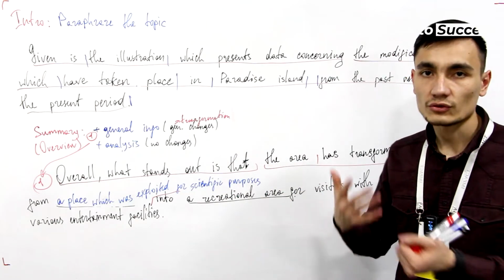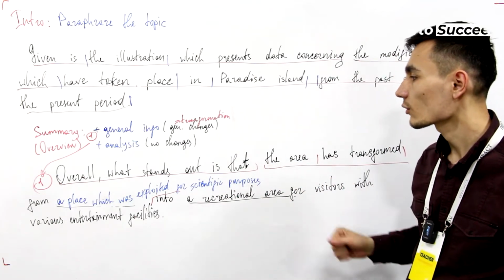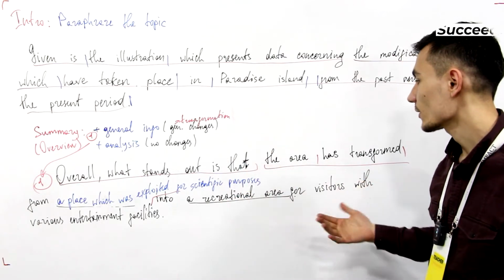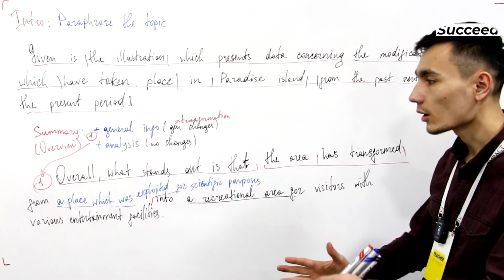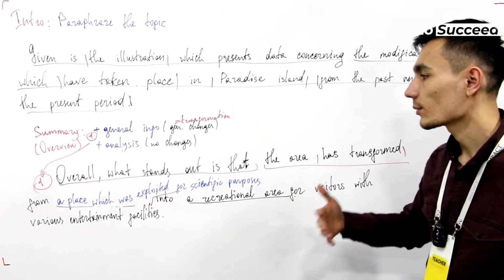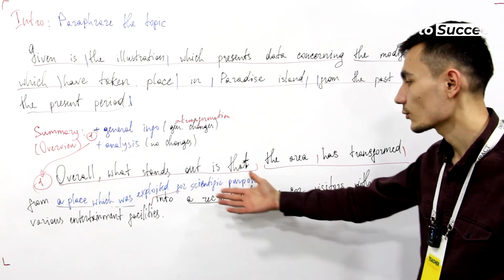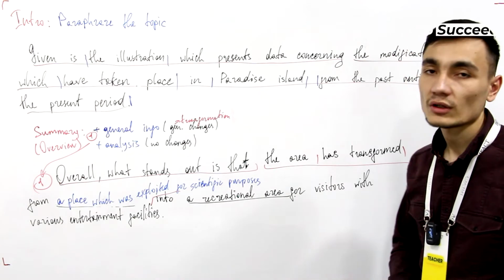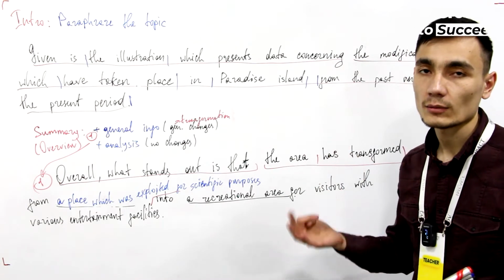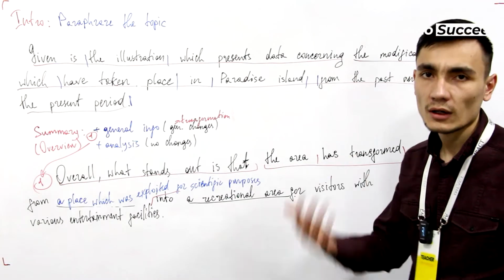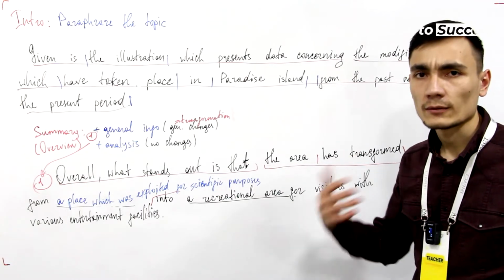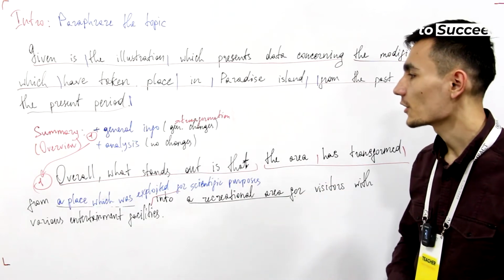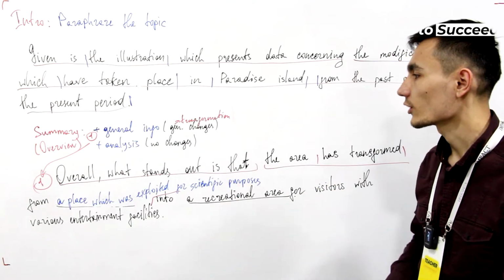And we described the transformations that have taken place. We said "overall what stands out is" at the beginning of the structure, and we just gave our template: the area has transformed from something into something. So from a place which was exploited for scientific purposes into a recreational area for visitors with various entertainment facilities that I listed above, which were our barbecue area, cafe, the scenic lookout. There are a lot of these kinds of places where people go for entertainment purposes.